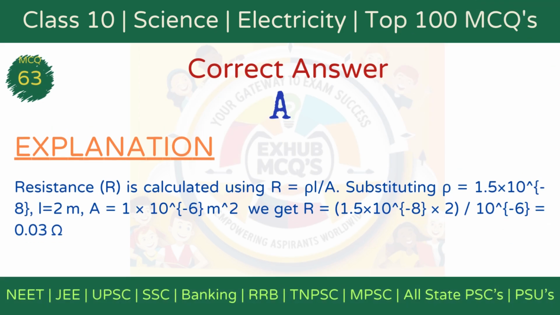The correct answer, option A, 0.03 ohm. Explanation. Using the formula, resistance equals resistivity multiplied by length divided by area, substituting resistivity equals 1.5 times 10 to the power of minus 8, length equals 2 meter, and area equals 1 times 10 to the power of minus 6 square meter, we get resistance equals 0.03 ohm.